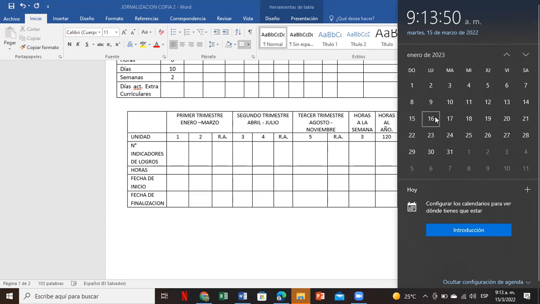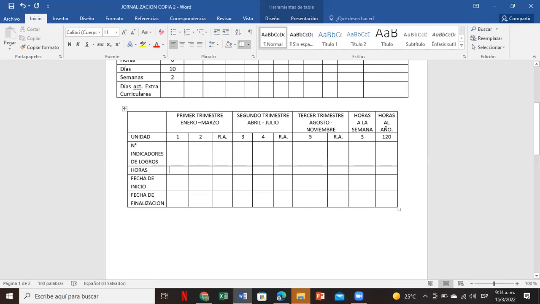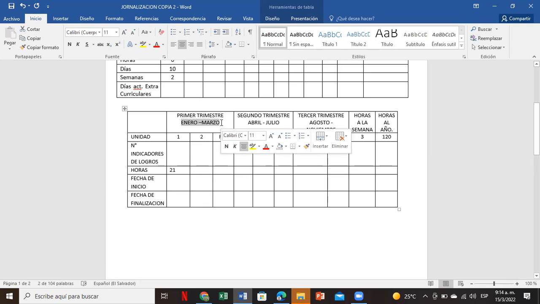How many hours do you teach? Supposedly 3. So you have to multiply 7 by 3. 21. So for unit number 1, how many hours? 21. Look at this one. I reflected from January to March because I got 5 units. But in your case, from January to February, we got 21. This is unit number 1.